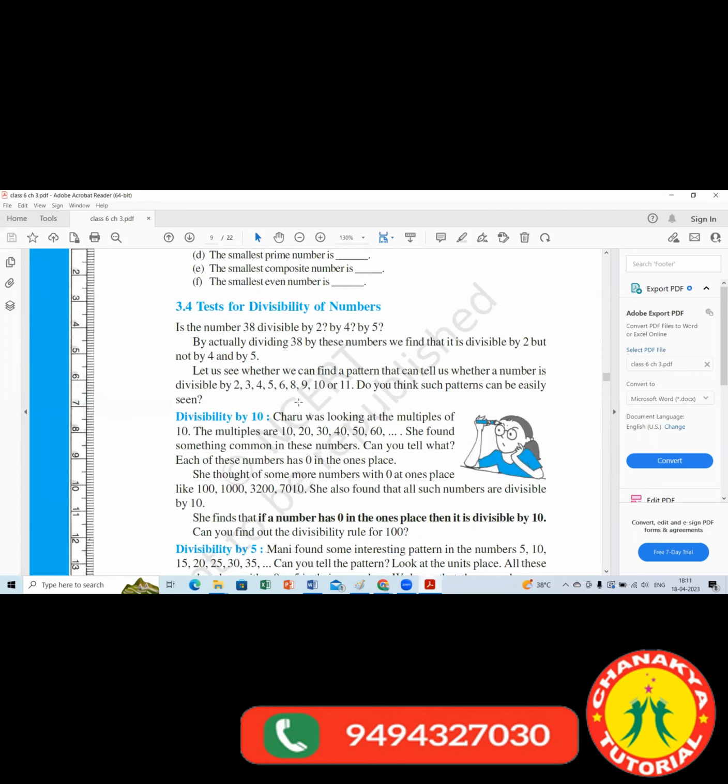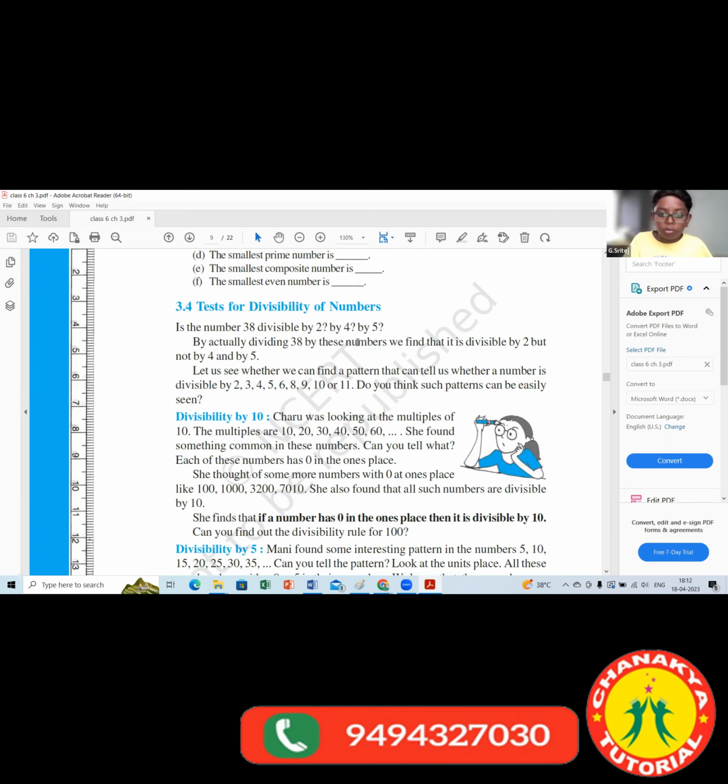Already we discussed the test of divisibility rules. Yes or no? Did we discuss or not? Who will give the divisibility rule? Already we discussed the divisibility rules on another day also. Yes. Yeah, 5 and 10 are similar.